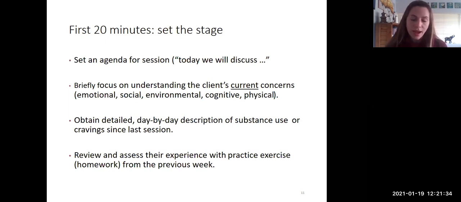Also, if you have that hour and you're doing traditional CBT, you're going to want to collect any logging information that you assigned from the previous session, and that could be about use and or cravings and urges. And you're going to want to review that, because if you assigned it, you need to look at it. And the same thing with any practice exercises or homework.